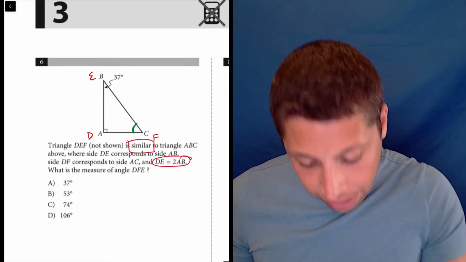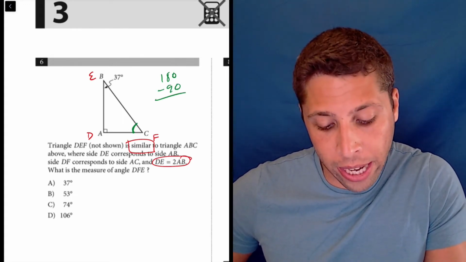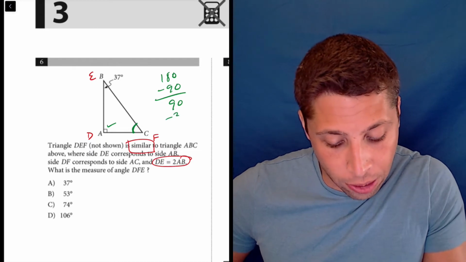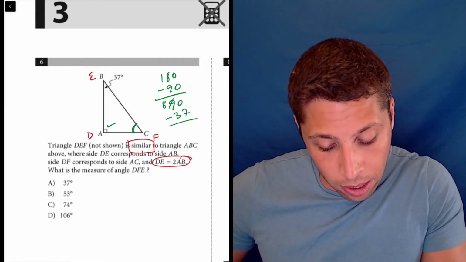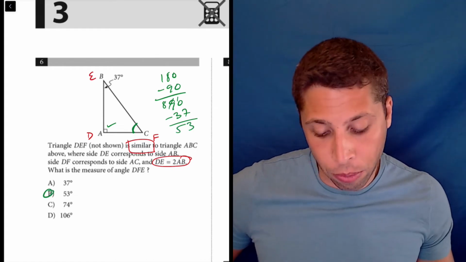DFE is going to be this angle down here. So we have 180 degrees in a triangle. We already have 90 taken care of because of the right angle, so that's 90 left. And then just subtract the 37 to find whatever's left over. So this becomes 3 and 5, and there you go, 53.